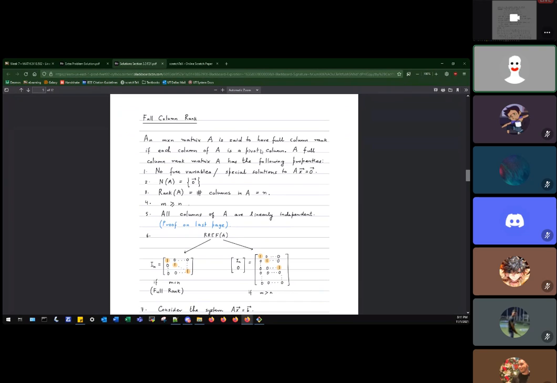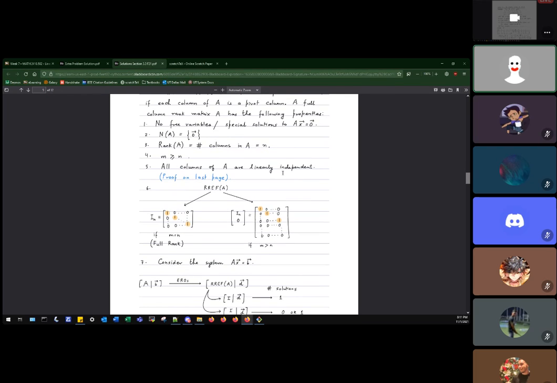A matrix A is said to have full column rank if each column is a pivot column, and that means the system has no free variables, which also means it has no special solutions to Ax equals 0. It means the null space is a set containing only the 0 vector. It means the rank of the matrix is the number of columns in A. It means the number of columns is less than or equal to the number of rows. And it means that all columns are linearly independent.